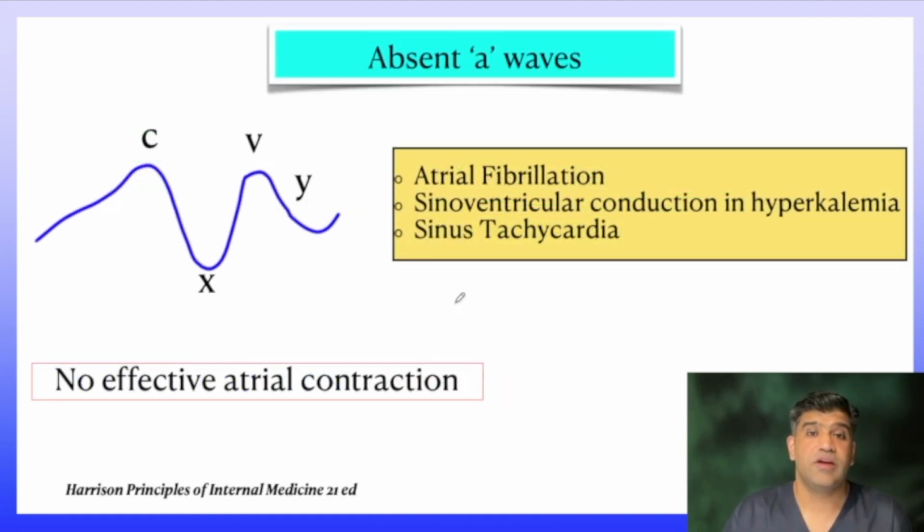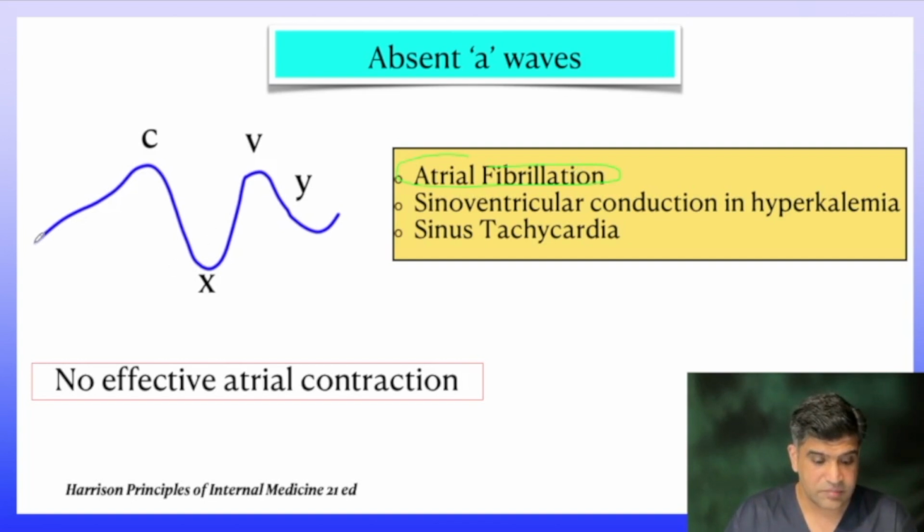Third abnormality, absent A waves. A waves are caused by atrial contraction. So any disease, any pathology that causes absence of atrial contraction will cause absent A wave. The most common in our clinical practice is AF, that is atrial fibrillation. In atrial fibrillation, the atria just fibrillates. It does not give proper atrial contractions, so there will be absent A wave.